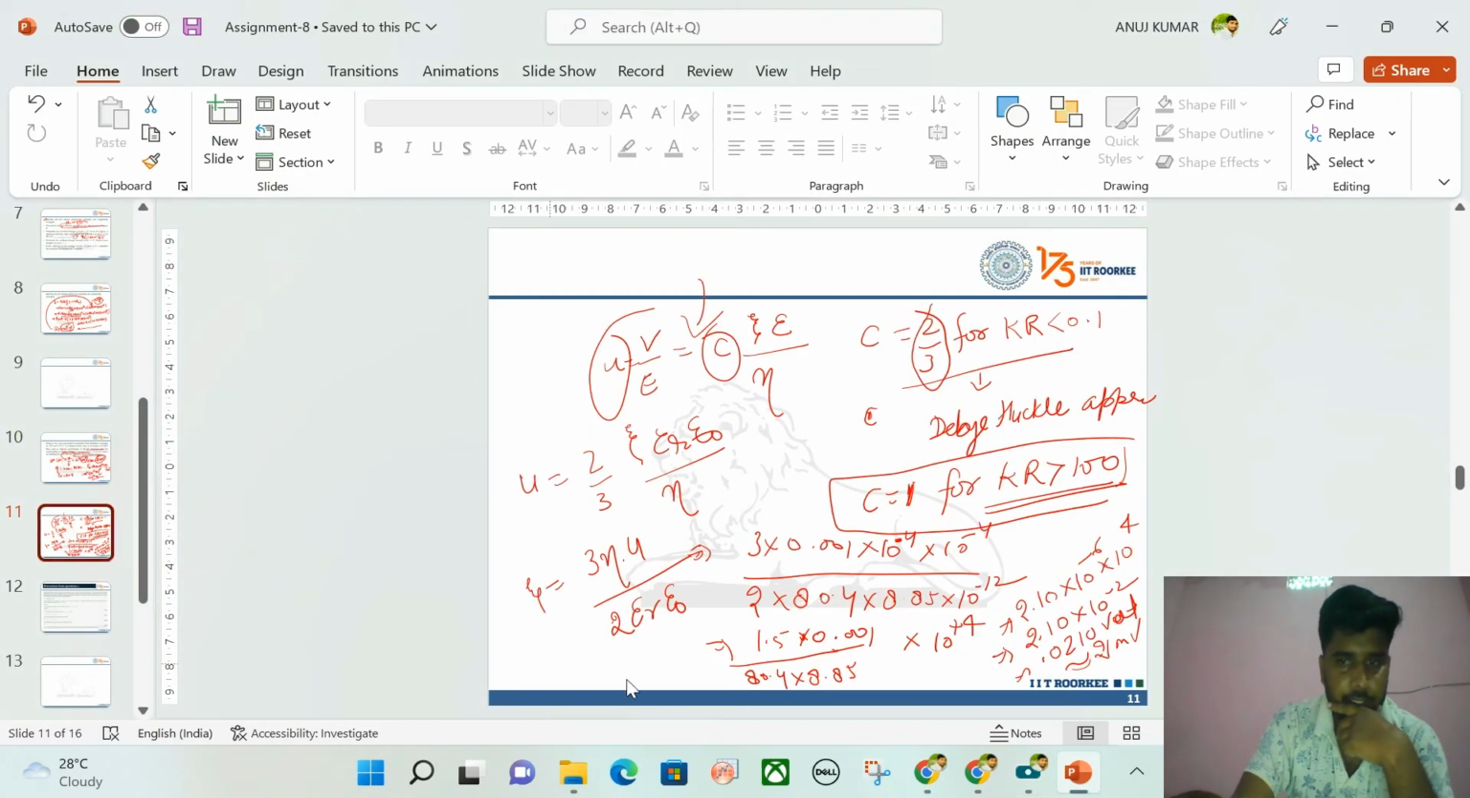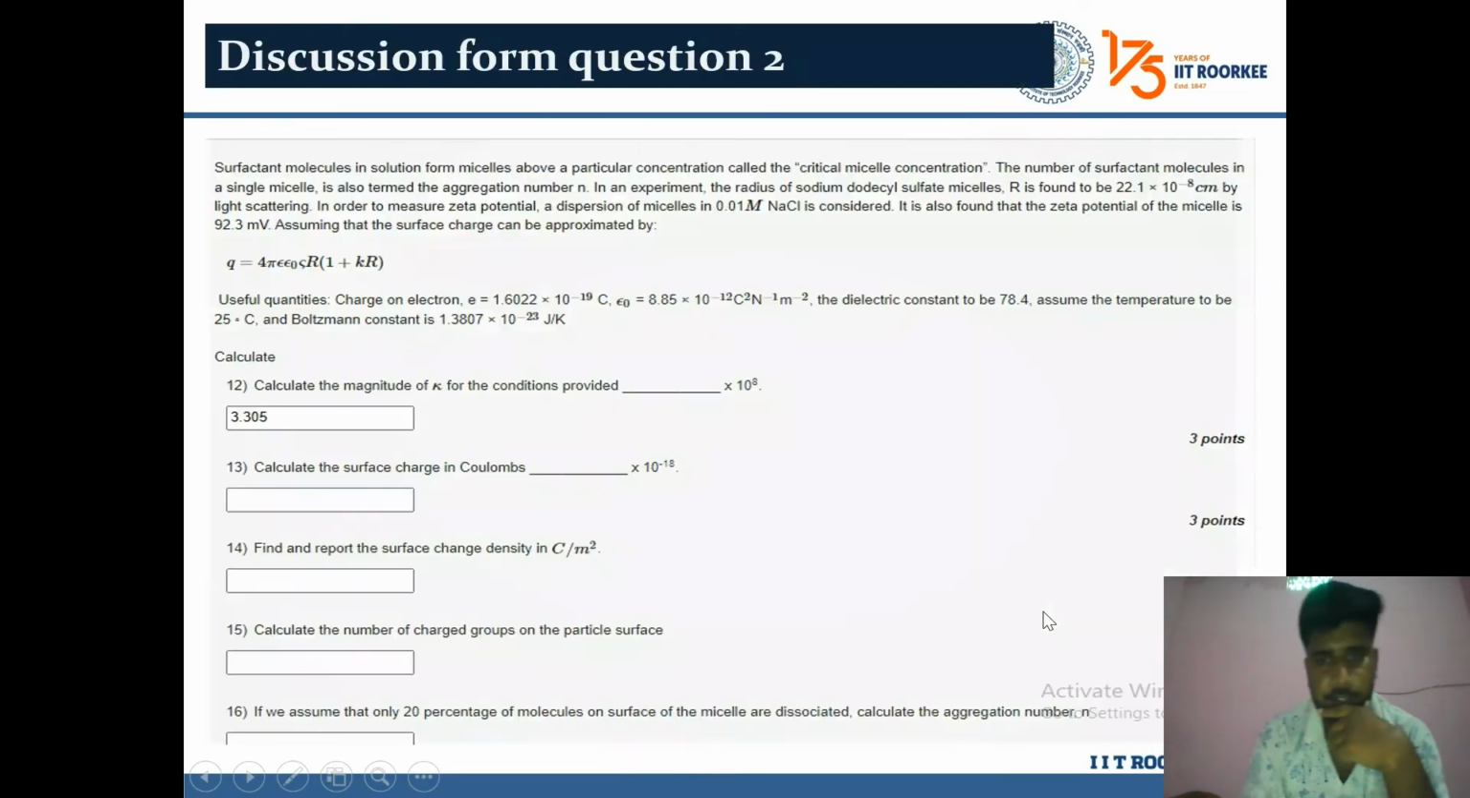So I am going to the next question, which is also from the discussion forum, one that has been posted. Here, what is given is that surfactant molecules in the solution form micelles above a particular concentration called the CMC, and the number of surfactant molecules in a single micelle is also termed the aggregation number.